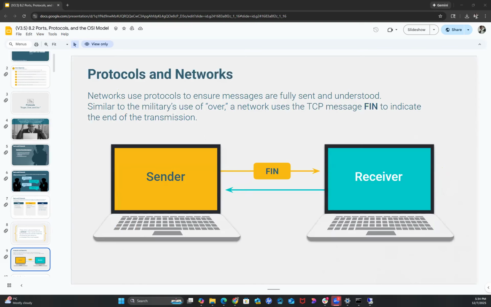What is a network protocol? Like radio transmission, machine communication on a network also needs to ascertain that a message is transmitted and understood in its entirety. Networks also solve this problem with protocols, sets of standardized rules that specify how interaction between communicating entities should work. For example, similar to military users using over, network communication uses Transmission Control Protocol, called TCP.